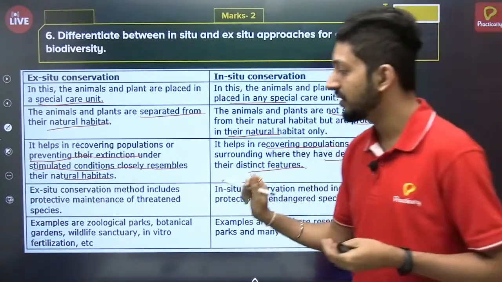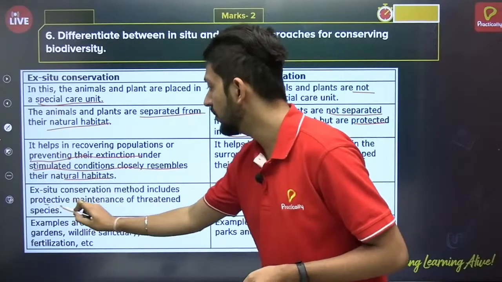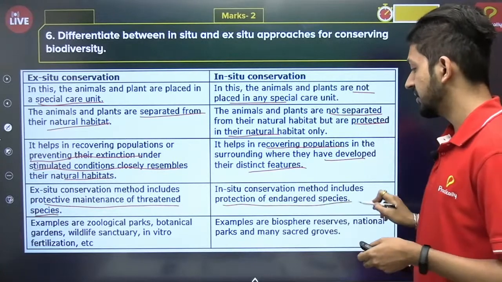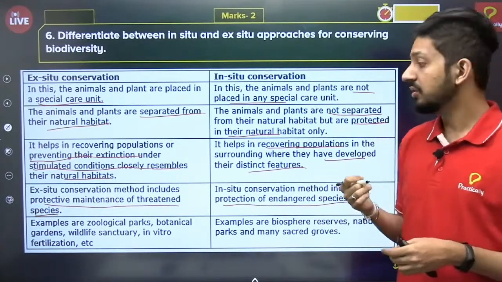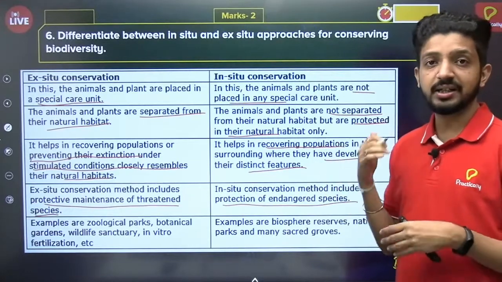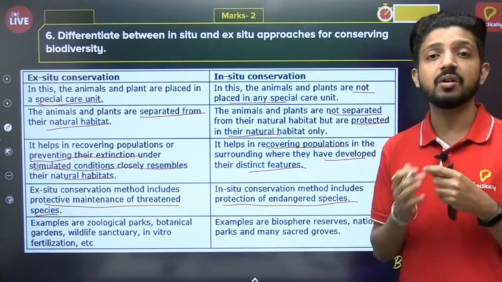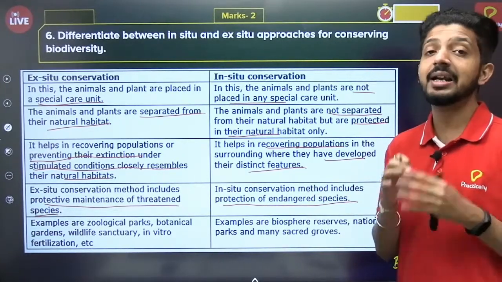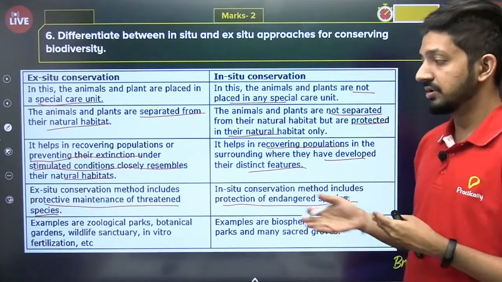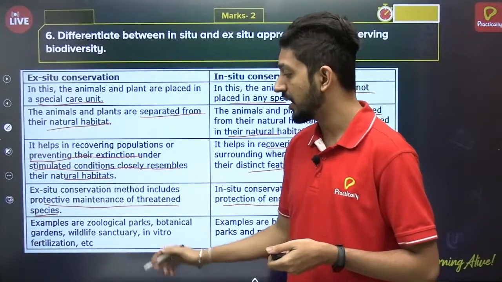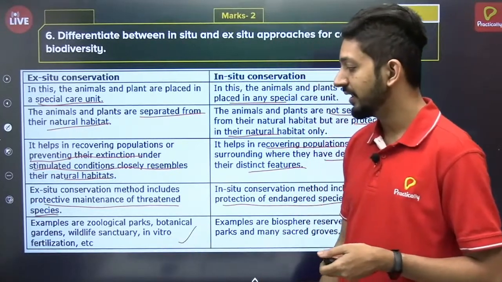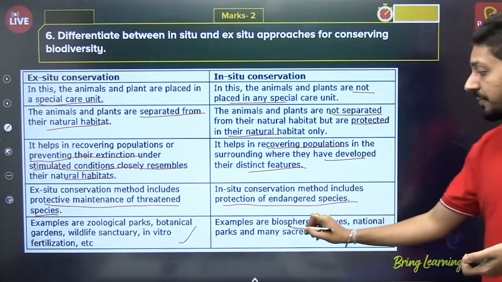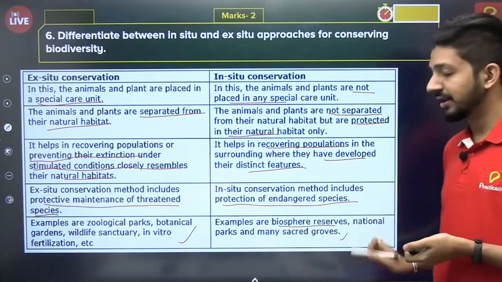Ex situ conservation includes protective maintenance of threatened species, and in situ includes protection of endangered species. So now we know these are the various terms, endangered and threatened. Threatened is a little worse than endangered. Threatened species are almost on the verge of extinction. Endangered are less in number, not close to extinction, but at an alarming stage. For that, in situ conservation is used. The different examples of ex situ are zoological parks, botanical gardens, wildlife sanctuaries, in vitro fertilization, etc. Whereas those of in situ conservation are biosphere reserves, national parks and sacred groves.